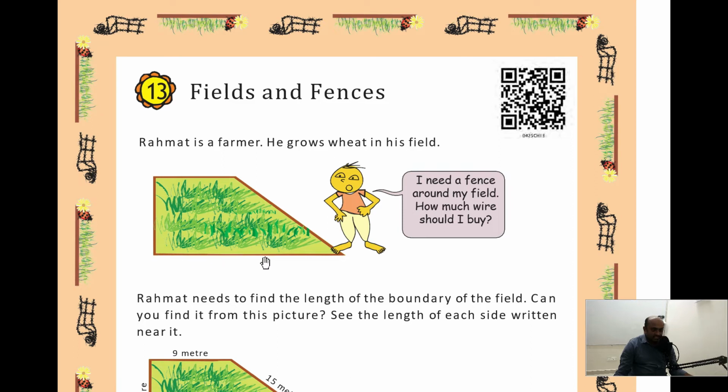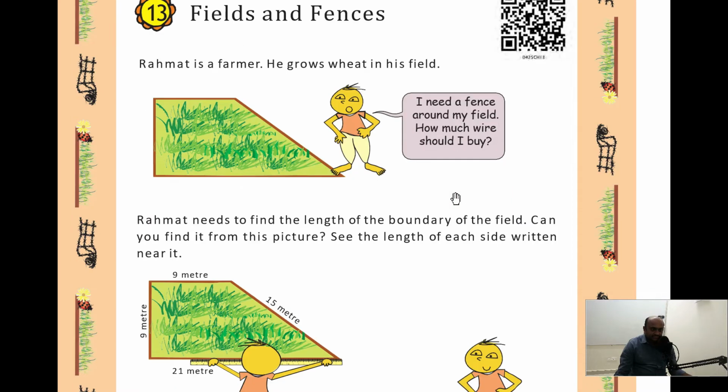So this is his field. His field is in a different shape, which is neither a square nor a rectangle. Rahmat grows wheat in that field. He wants to protect that crop. So in order to protect that crop, he requires a fence. So how much wire should I buy is the question here.